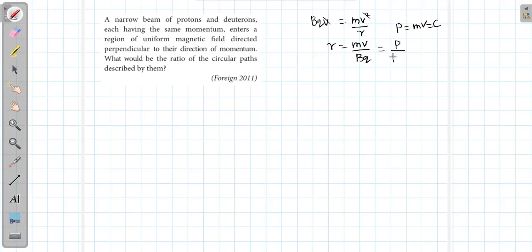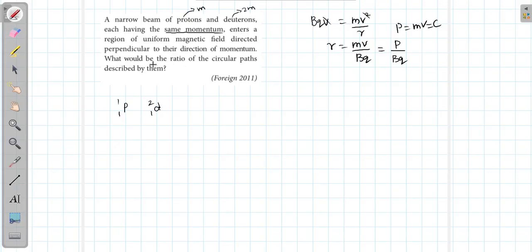Then replace this as P by BQ. So why is this particular term given? In this kind of case, you don't need to worry about the velocity and the mass of the particular particles. They may be different, but their product remains the same. In order to get the same momentum, if the proton mass is m, the neutron mass is 2m. Proton we know is 1H1, but neutron we know is 1H2. The mass is 2 times bigger.